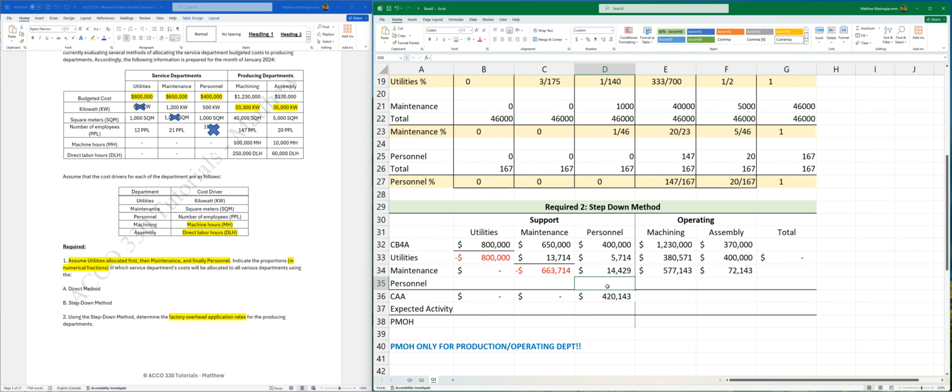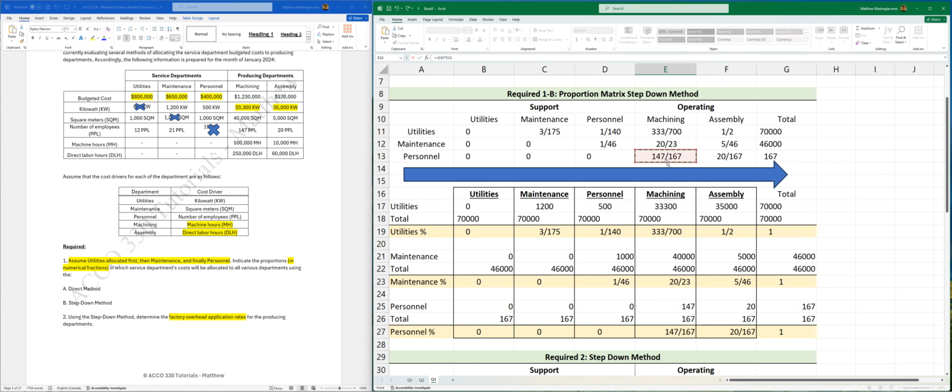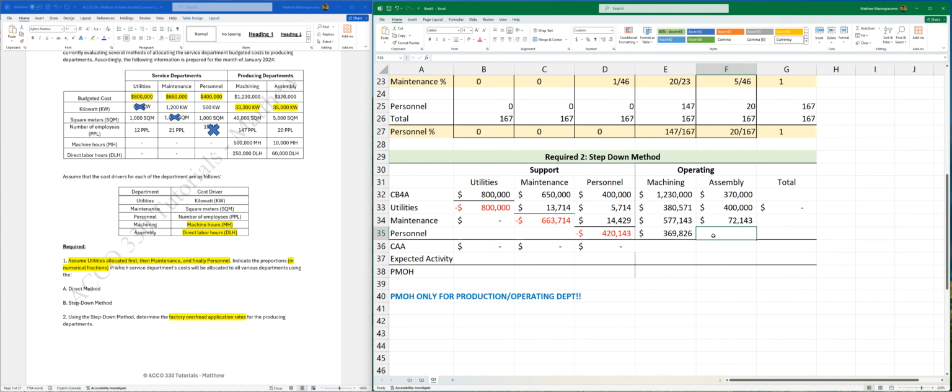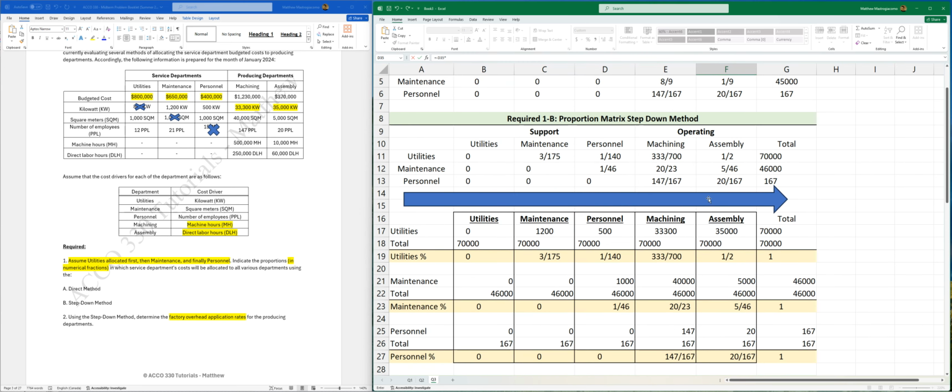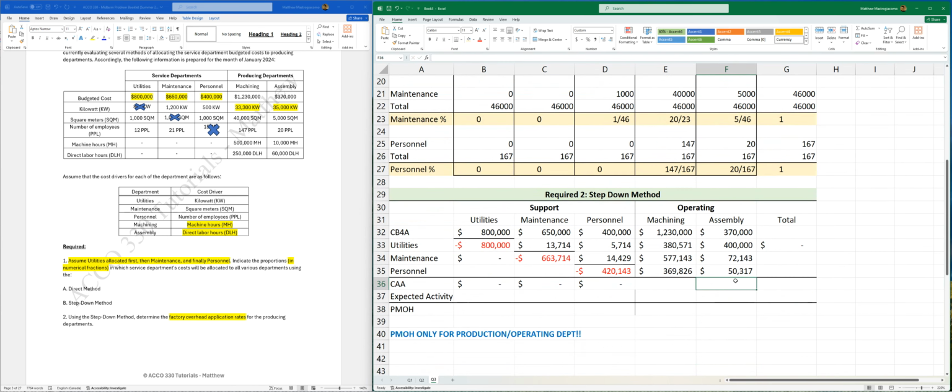And now last but not least, personnel. So equals minus sum, because personnel has 400,000 cost to allocate. Then they receive 5,714 from utilities and 14,429 from maintenance. So that means now personnel has 420,143 to allocate. So equals minus that times 147 over 167. Then equals minus that times 20 over 167. There we go. Now we add everything up.